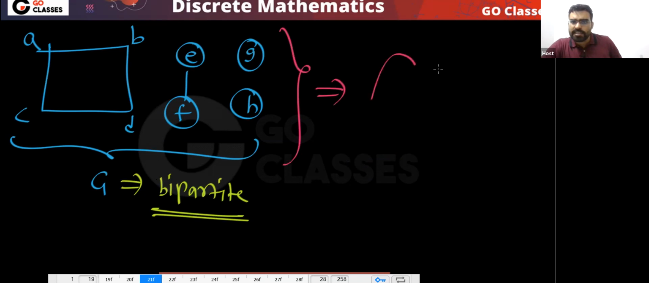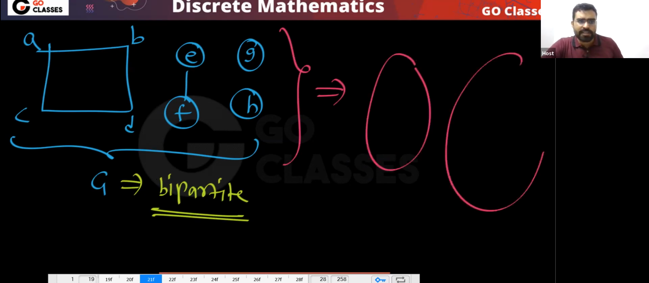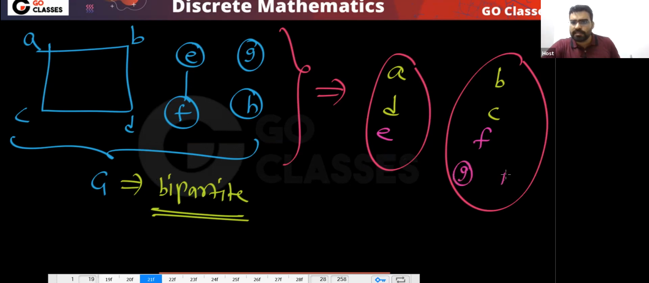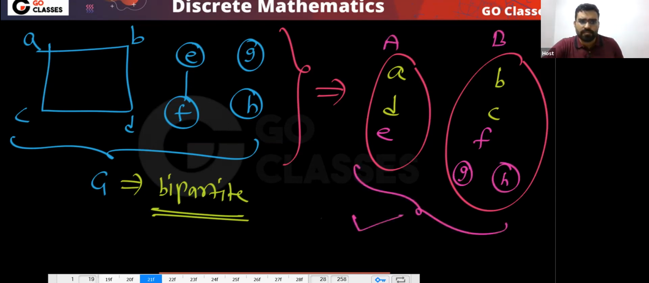So what will be the partition? The partition will be like this. If I put A here, then B will go here, C will go here, D will go here. If I put E here, then F will go here. If I put G here, then I can put H here. So this bipartition will work. Correct?